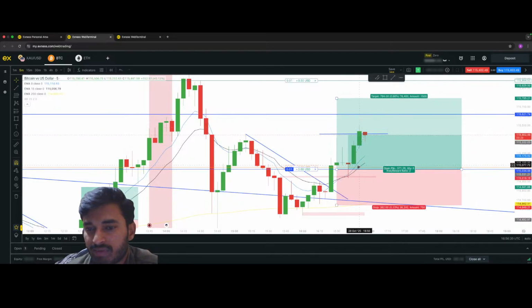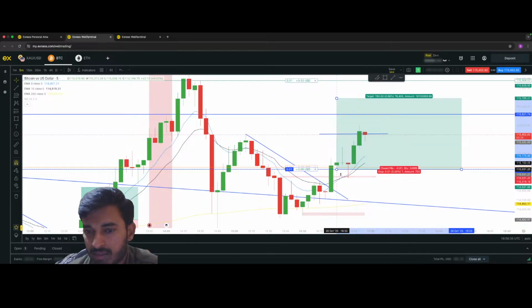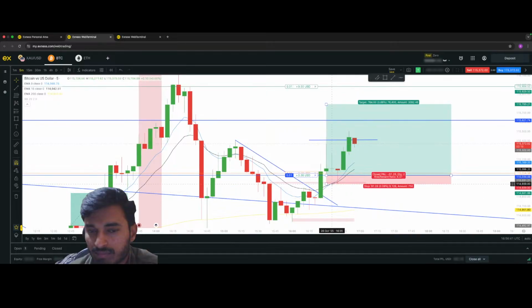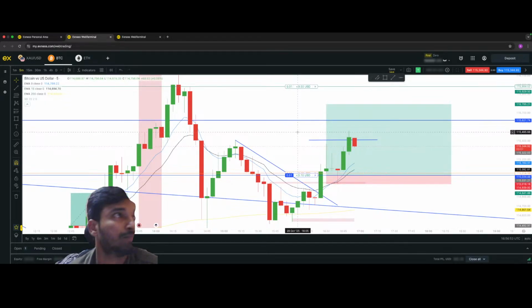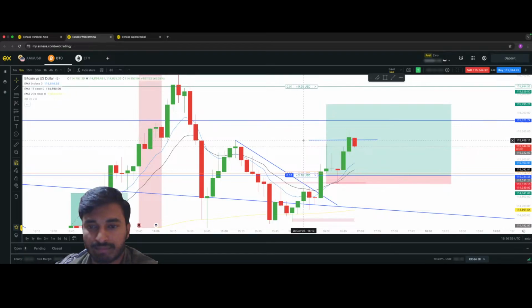My trade is risk free now, so my trade is completely risk free. If it falls down also, I don't lose my capital. So time is almost 10:30. Yesterday also the same thing happened.